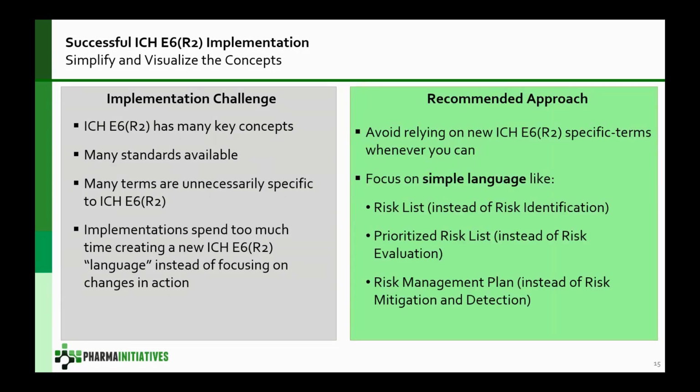One is, whenever possible, avoid using new E6R2 specific terms if you can use simplified standard language terms instead. And there's some examples here, but in general, there is a tendency, especially for an implementation team who gets really steeped in this and gets really excited about it, to want to build a whole new lexicon of this language. And while that is cool for them, it makes the implementation that much harder, because now not only are we implementing something, but we have to train people on a whole new lexicon. And that's just not necessary.